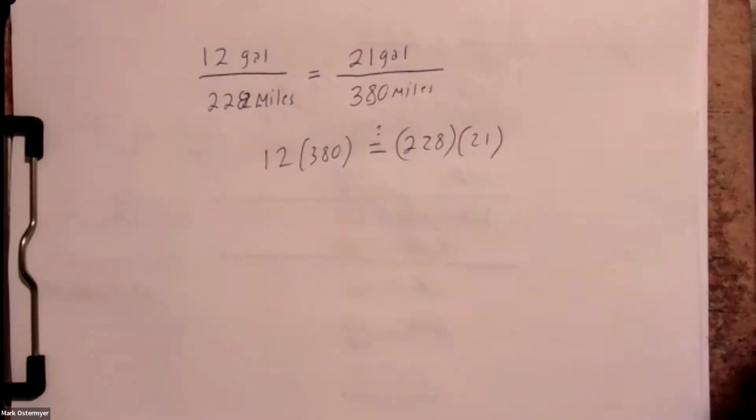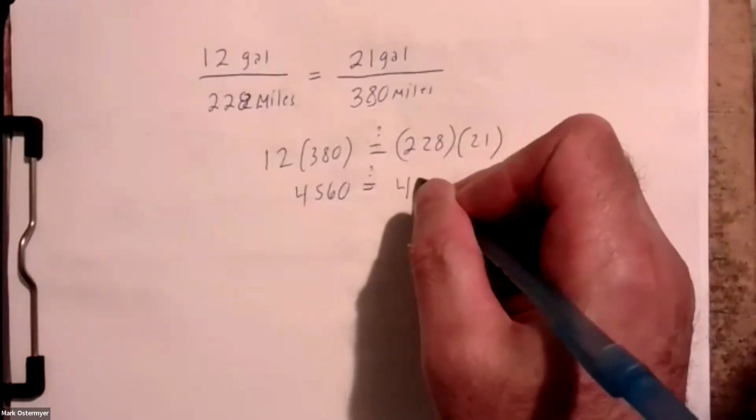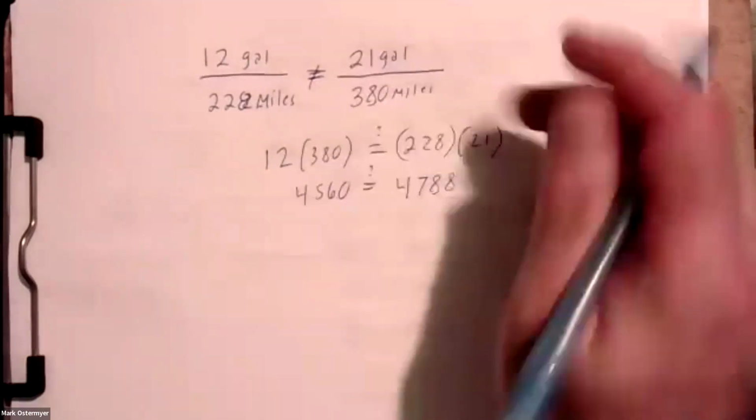And we can use our calculator to help us out here. 12 times 380. Well, that gives us 4,560. And is that equal to 21 times 228? This is 4,788, correct? It's not a valid proportion.